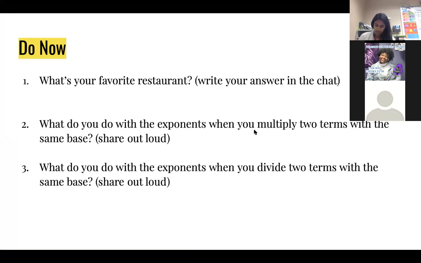So first question is, what's your favorite restaurant? And that goes in the chat. Second, what do you do with the exponents when you multiply two terms with the same base? And then what do you do with the exponents when you divide two terms with the same base? And we're going to share those out loud. So 3 minutes on the clock.